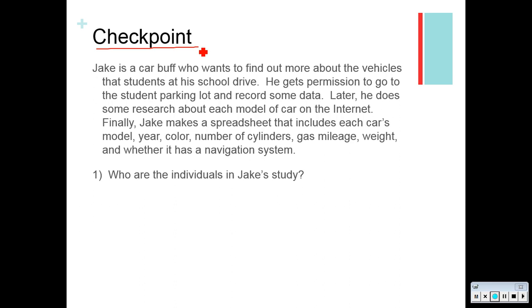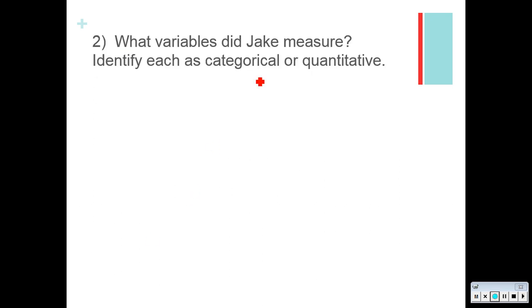So as far as the answer to question 1, who are the individuals in Jake's study? Well, the individuals in this case would be the students that are in the cars that are in the student parking lot, because that's where Jake is going to get his data from. Question number 2 says, what variables did Jake measure? Identify each as categorical or quantitative.